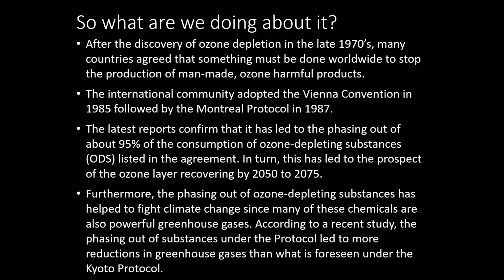The phasing out of these ozone depleting substances has helped to fight climate change since many of these chemicals are also powerful greenhouse gases. In a recent study, the phasing out of substances under the protocol led to more reduction in greenhouse gases than what is foreseen under the Kyoto Protocol.